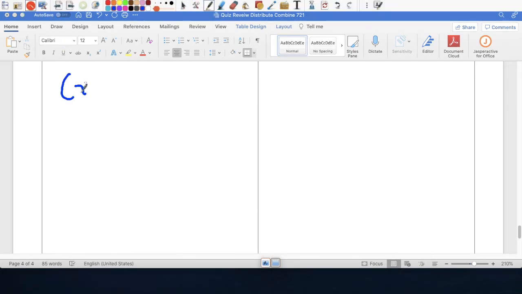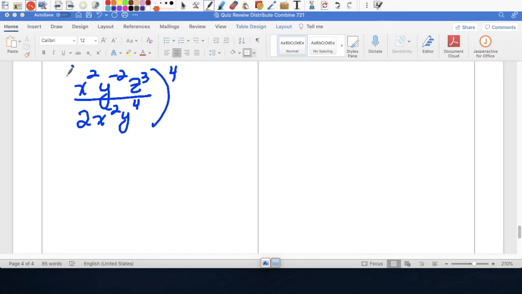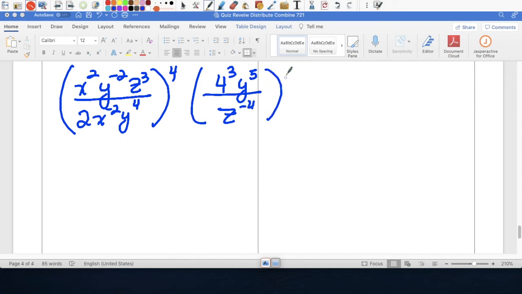Yikes. X squared, y to the negative second, z to the 3rd, over 2, x to the negative 2, y to the 4th, all that to the 4th power, times 4 cubed, y to the 5th power, over z to the negative 4th, all that to the negative 2 power. Alright, so let's do the first parentheses first. Let's use the expanded row.